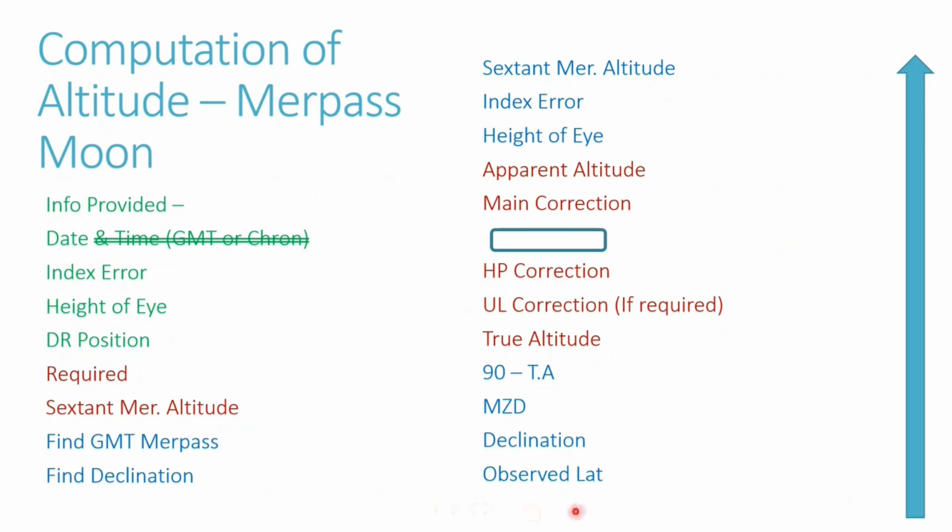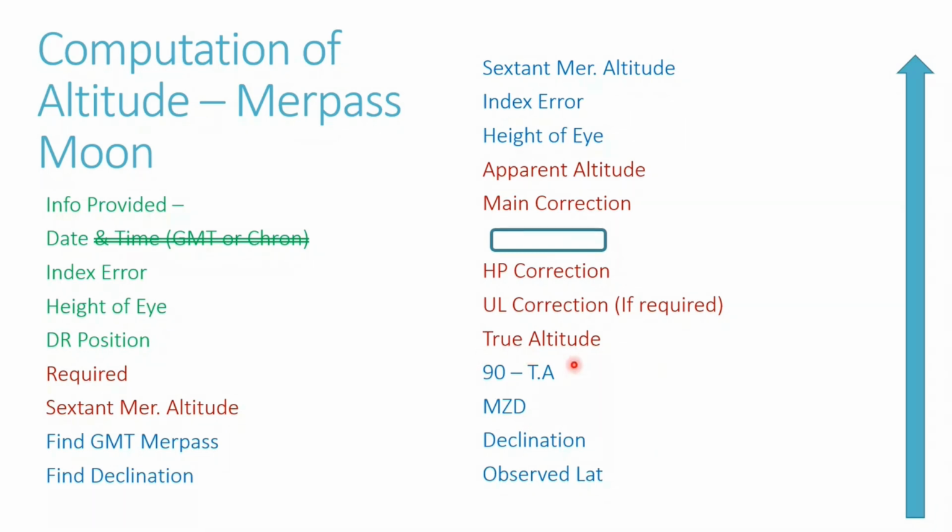So we start from the observed latitude, and in place of observed latitude, we use the DR latitude, which is given to us in the question itself. So DR latitude is combined with the declination. We have already obtained the declination from the almanac. So declination and the latitude are combined to get the MZD. Once we get the MZD of the body, 90 minus MZD gives us the true altitude.